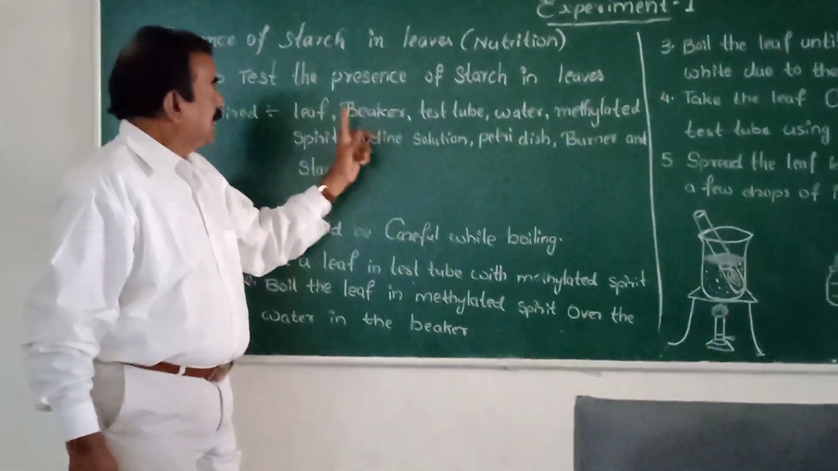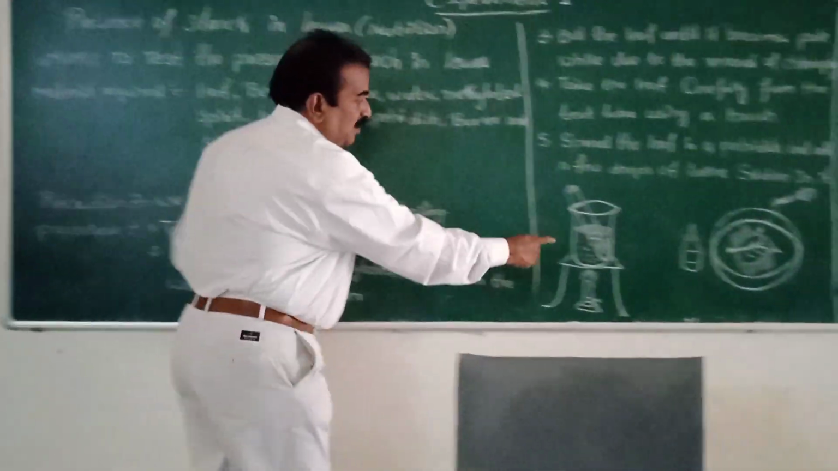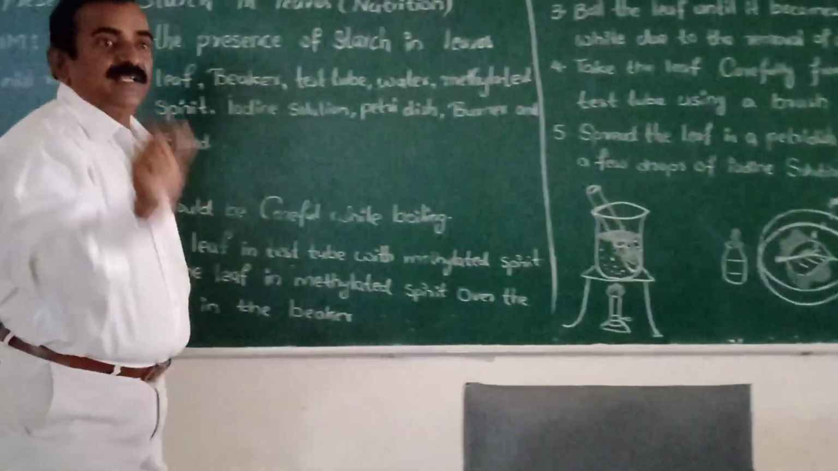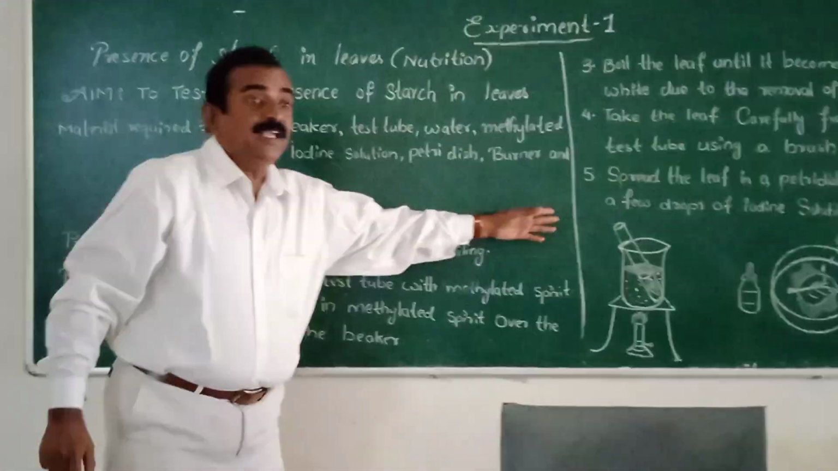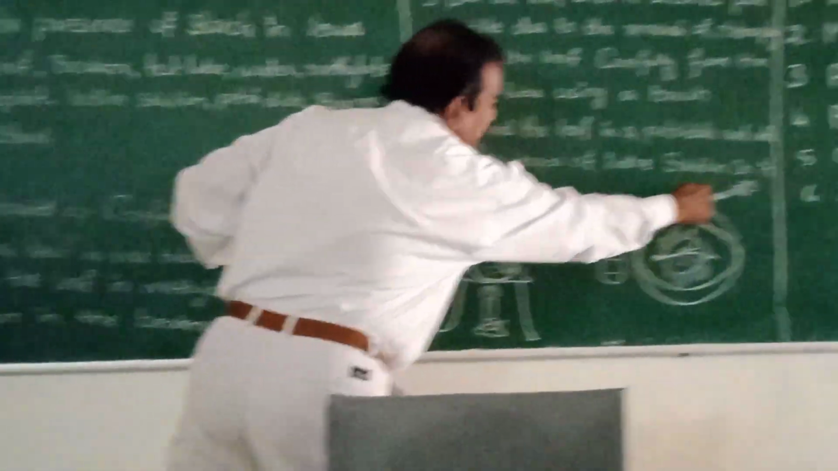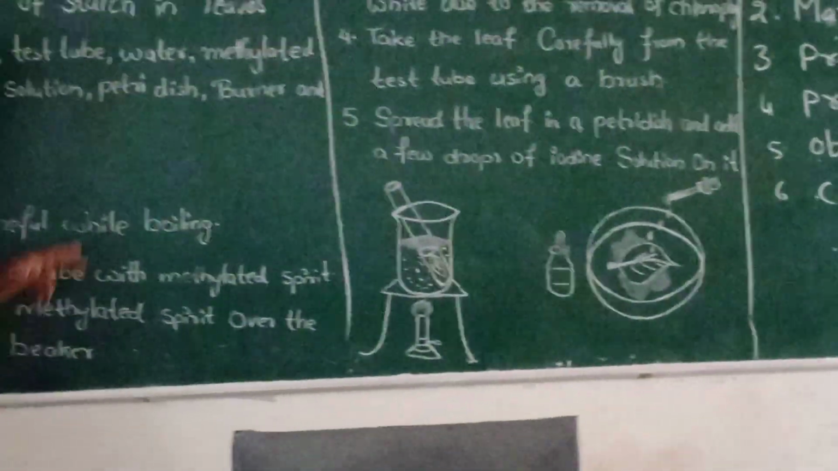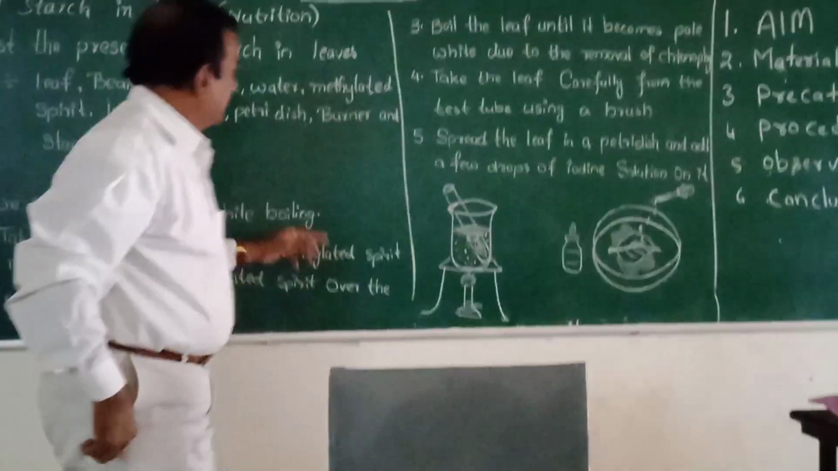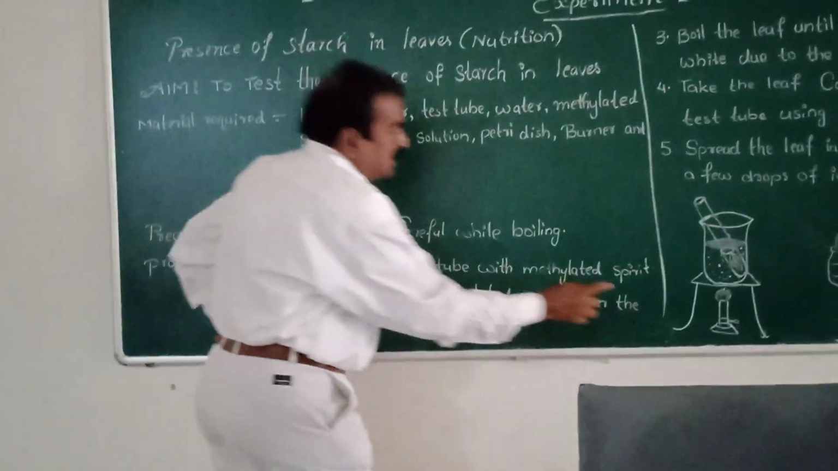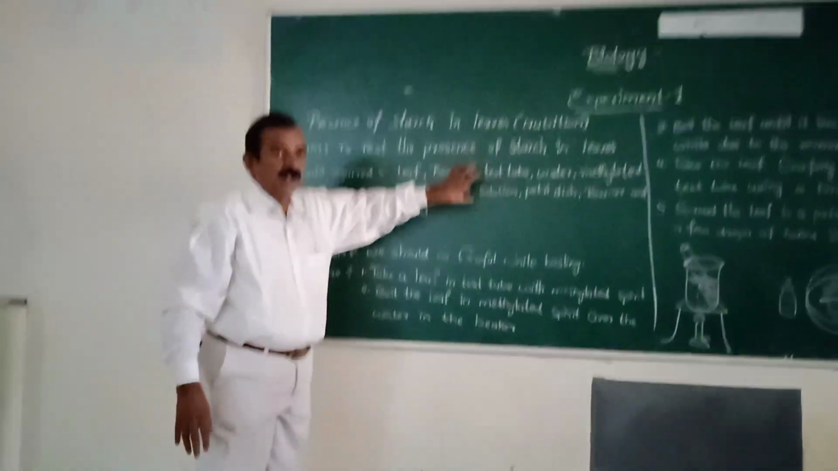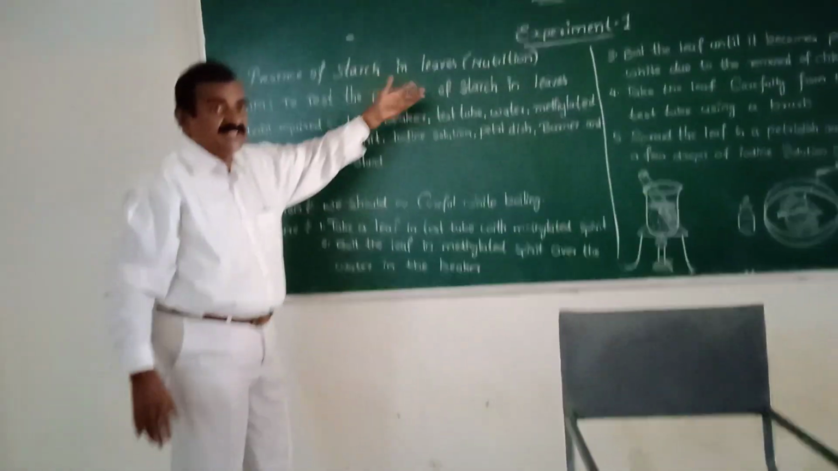So leaf, beaker, test tube, water. Here water is there. And methylated spirit. In the test tube we are taking a chemical, and that is called methylated spirit. And next, iodine solution. Here you see the iodine drop we are adding on the leaf. And petri dish. The entire structure is called petri dish. And also a burner and a tripod stand. All these are the materials required to do this activity.